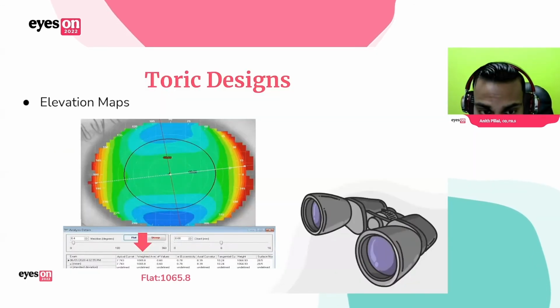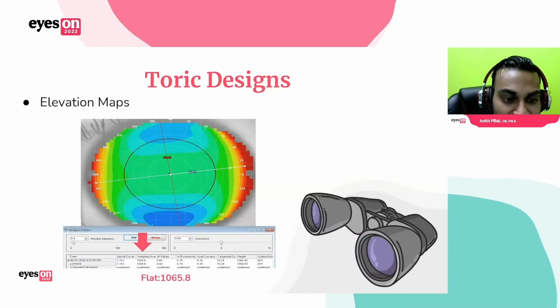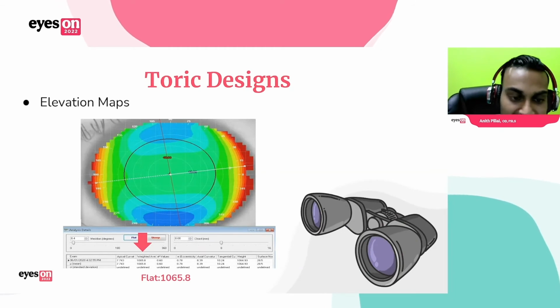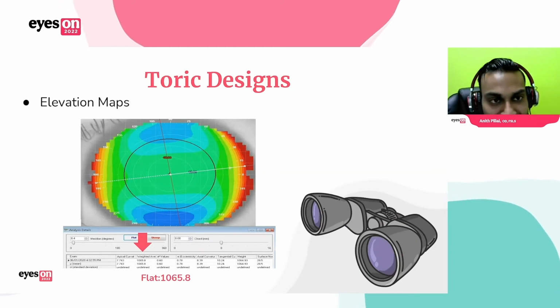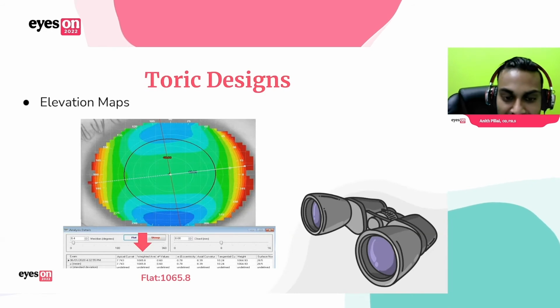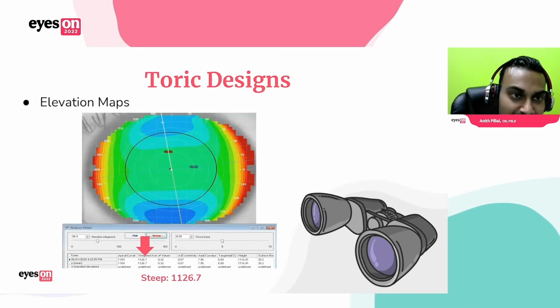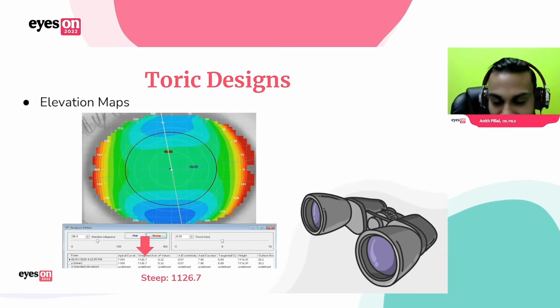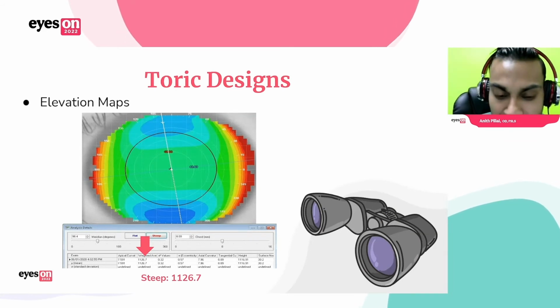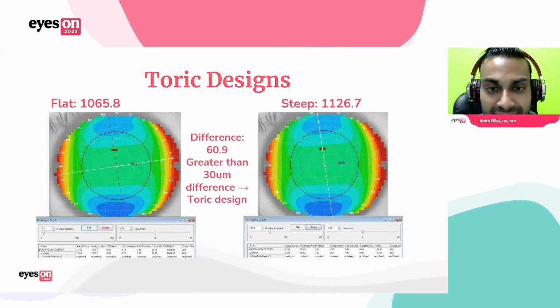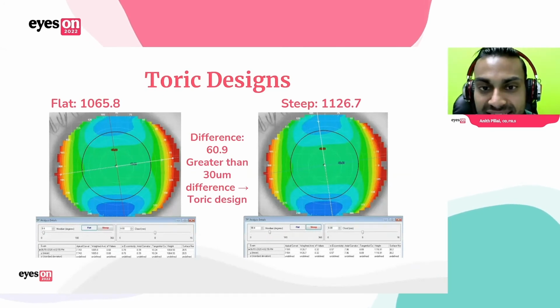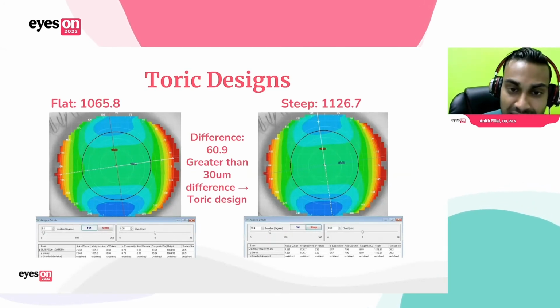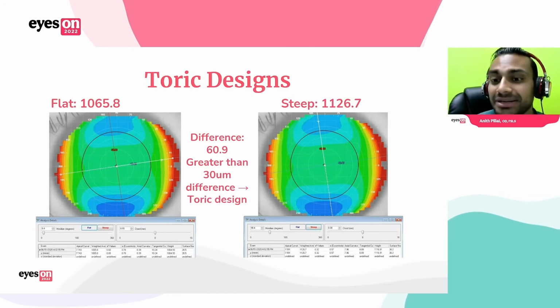And this is a Medmont where you can directly calculate those elevation differences. You can go in the analysis tab and it'll have a weighted amount. It'll show this is what the flat meridian is, 1065.8. This is what the steep meridian is, 1126.7 at an 8mm chord. You can change that to match whatever design you're using. And then it'll calculate it. And it'll say, hey, the difference between the flat and the steep is 60.9 microns. That's greater than 30. So guess what? We're going to go toric.